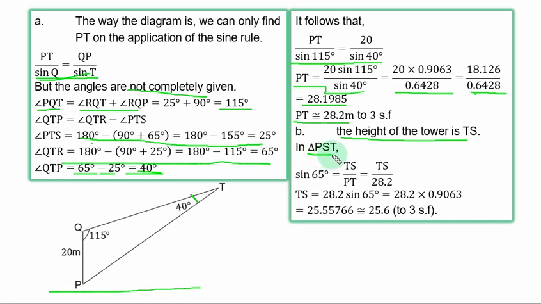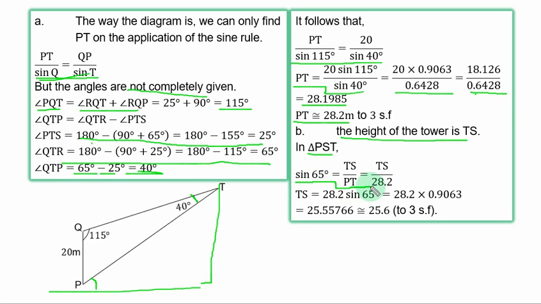B part of the question, the height of the tower is TS, and that is considering triangle PST. That is the second triangle P. This point is S, here is T. TS is the height of the tower. Now that we know PT and this angle here is 65 degrees, you have opposite over hypotenuse, that must be sine. So sine 65 degrees equal to TS over PT. You have it in this form.